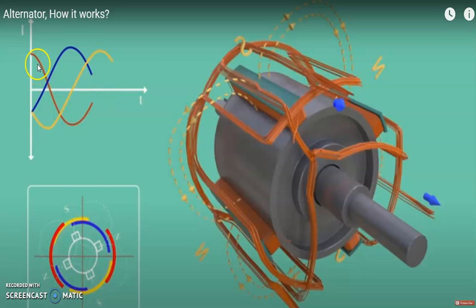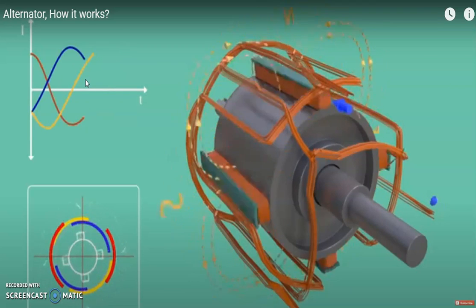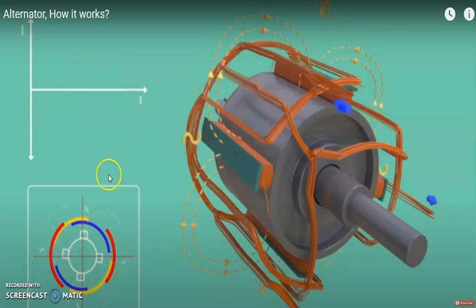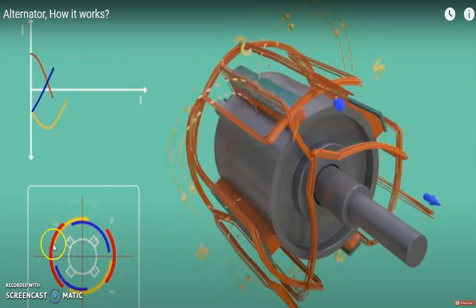We call, I have shown with the help of the color code, this is nothing but R phase, this is for Y phase, and this is for B phase. And now these three having a phase shift, or simply called 120-degree phase displacement. You can see these videos. Now this is a clear image of this.